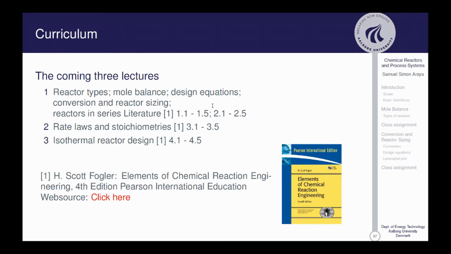Then we will talk about rate laws. Rate laws are basically chemical kinetic laws that relate the rate of reaction to the concentration changes inside a reactor or in reactions. And then we will talk about stoichiometries, which will help us basically define rate laws in terms of conversion, as a function of conversions.